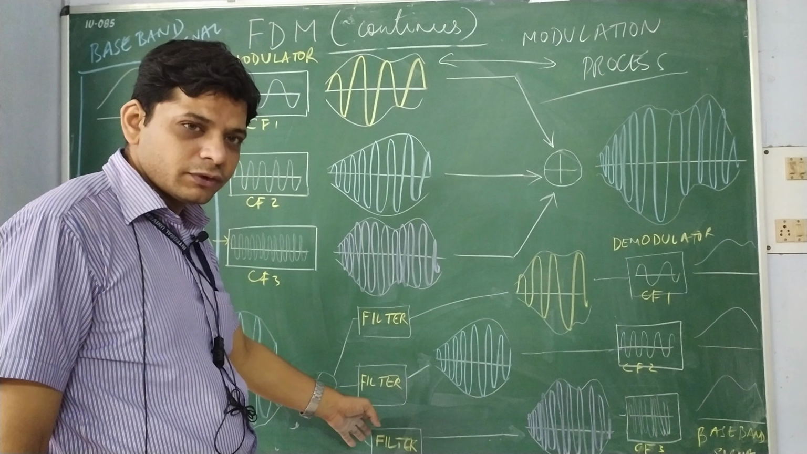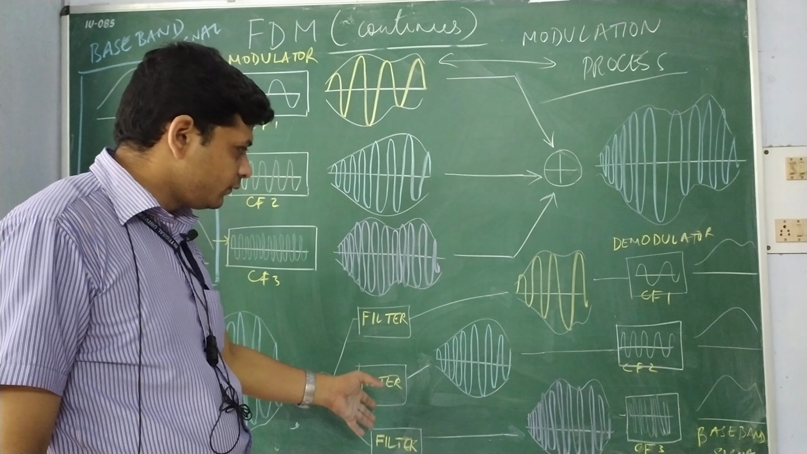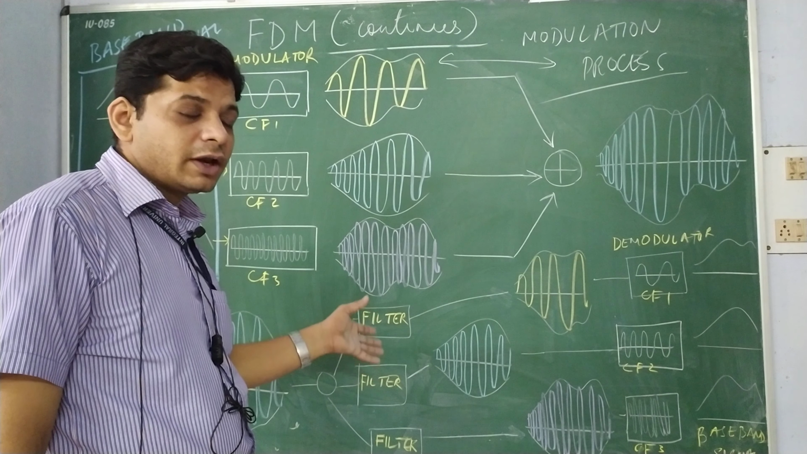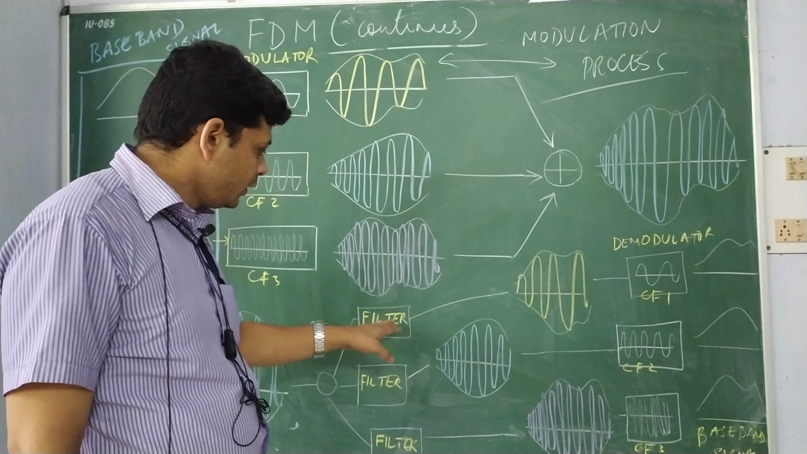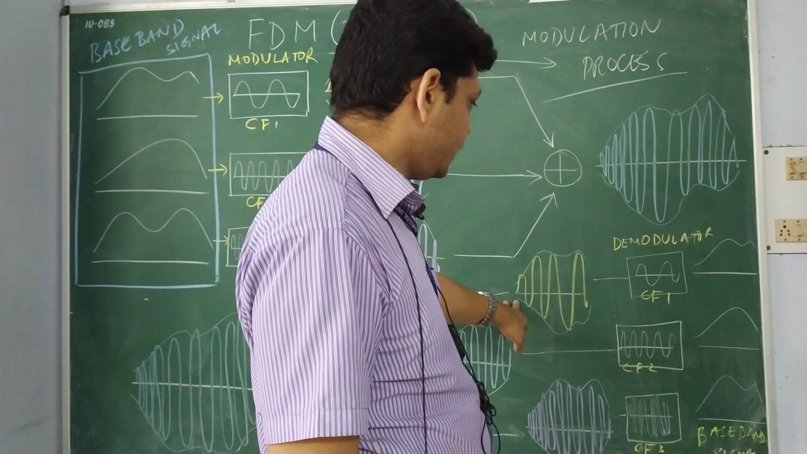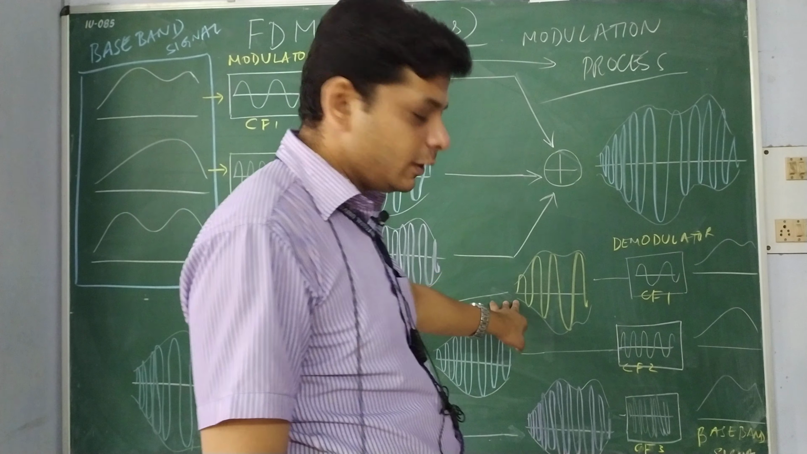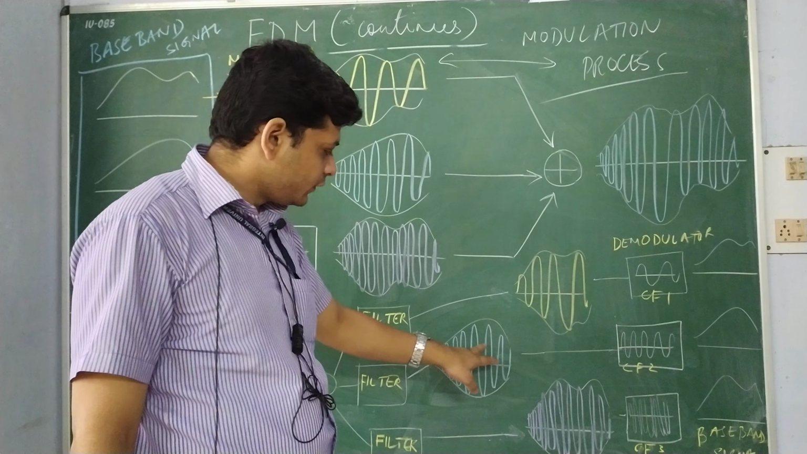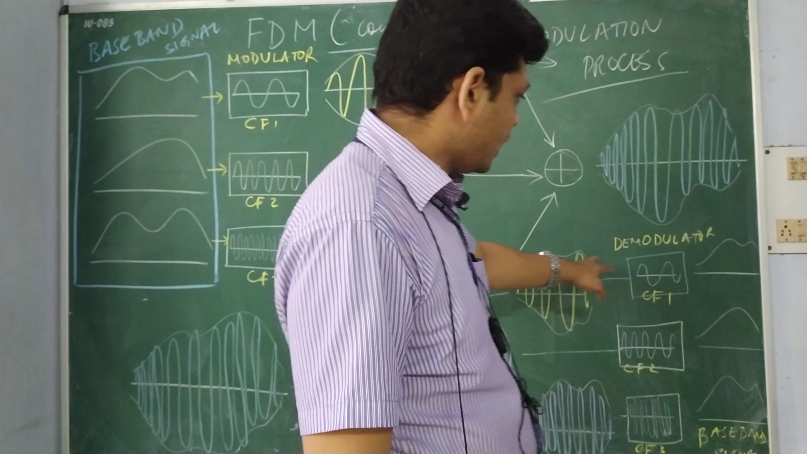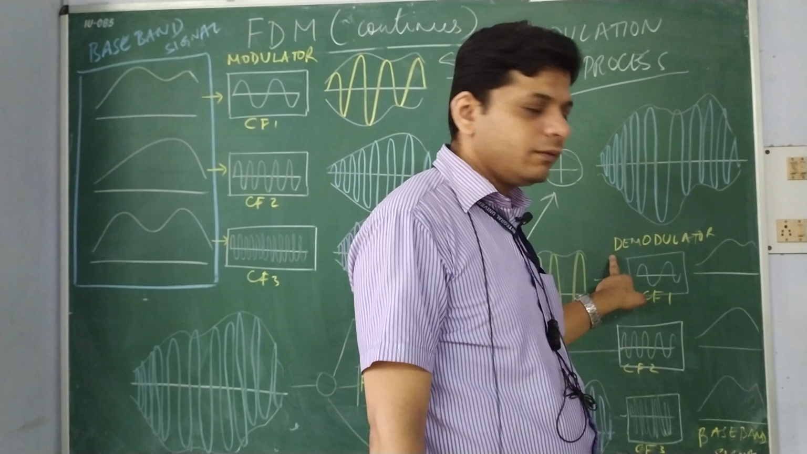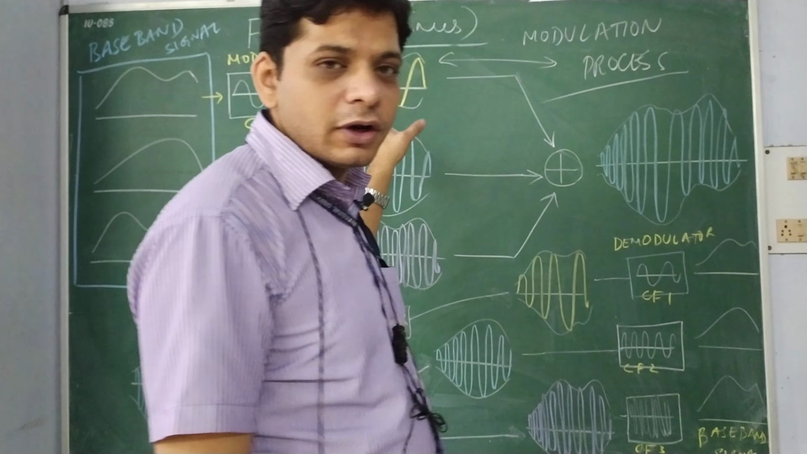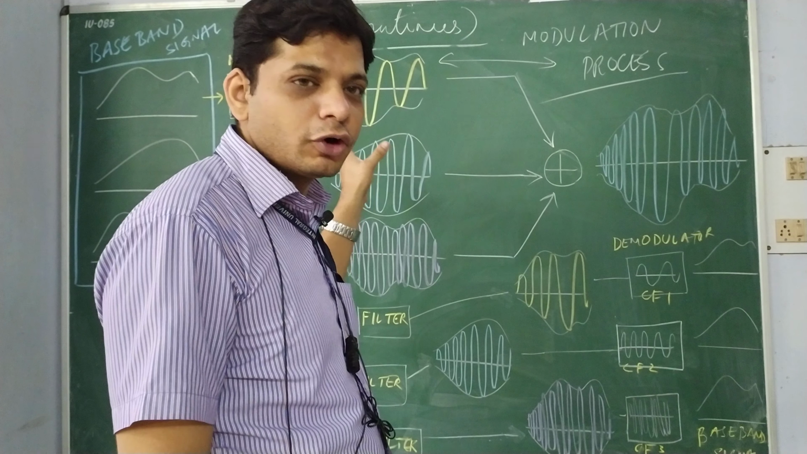Different filters we are using. We are using 3 filters because we have 3 signals, or we have 3 users. So, after each filter we have a demodulated signal 1, signal 2 and signal 3, right. And after that we have a demodulated carrier frequency 1, carrier frequency 2 and carrier frequency 3, just like we did in the modulation process, just like we have seen in the modulation process.